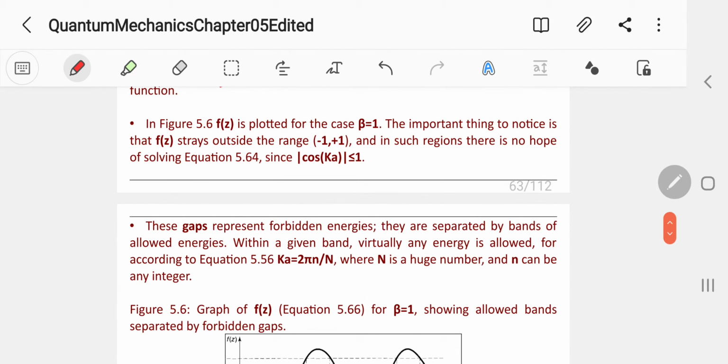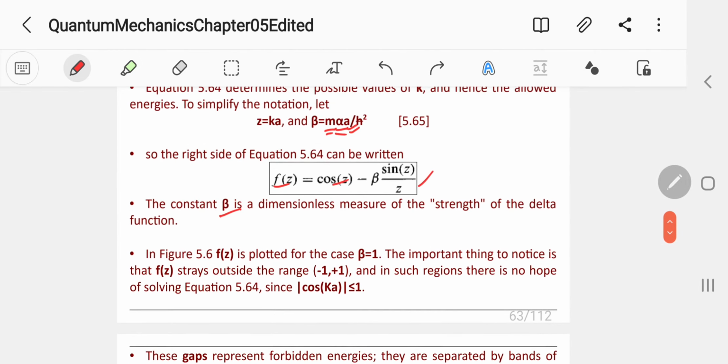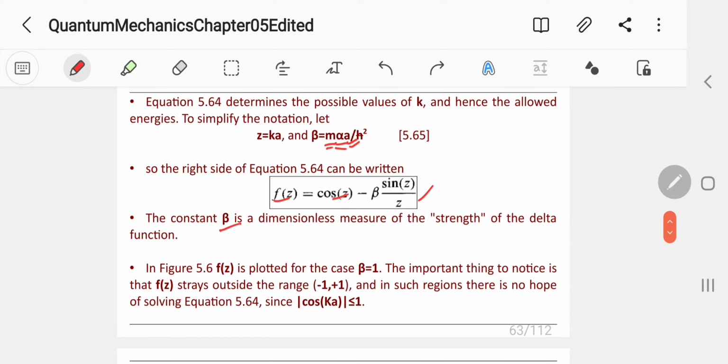So if you plot F(z) for the case of beta equals 1, you can get the plot here. Look at this plot. You have here the values of F(z). The values of F(z) should be within -1 to 1, because of the values of the cosine and sine.